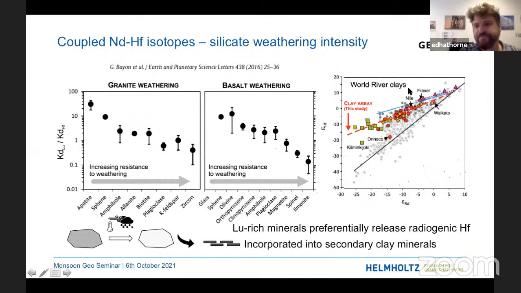And so this radiogenic hafnium that's released during early weathering is incorporated in the secondary clay minerals. And this ends up giving us a clay array, which is more radiogenic in hafnium neodymium isotope space than the terrestrial rocks. And this is from Germain's work. He took world river clays from all around big rivers. Unfortunately, not the Ganges Brahmaputra or the Irrawaddy, but many other rivers around the world. And he found this relationship, which is always offset to more radiogenic hafnium isotopes because of this incongruent weathering effect.